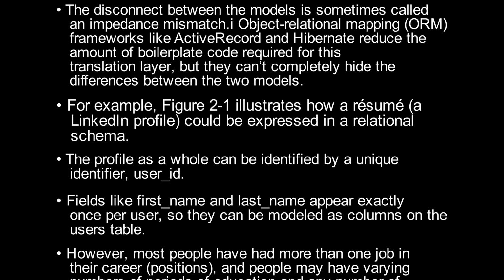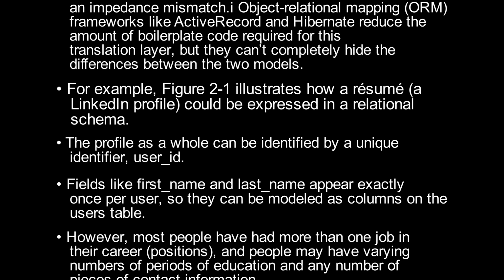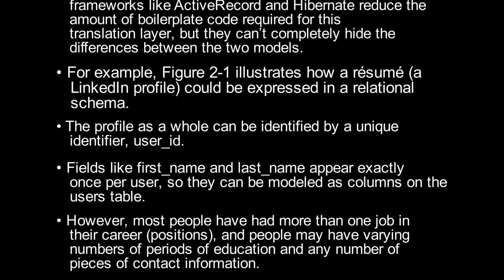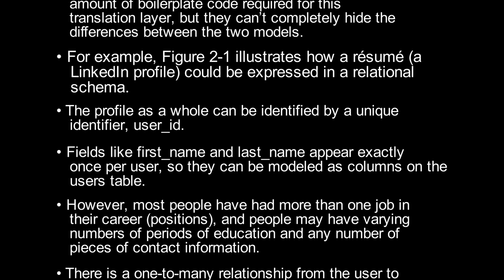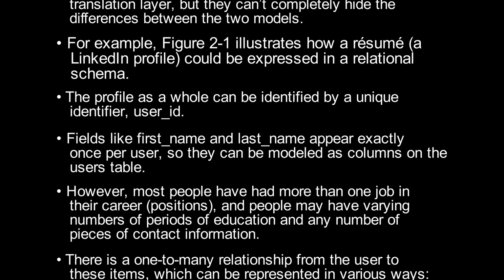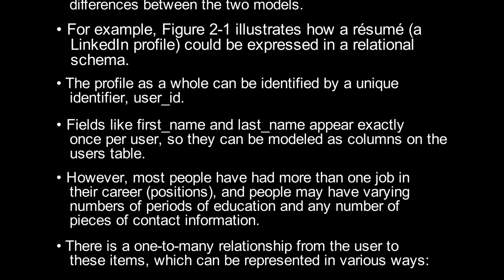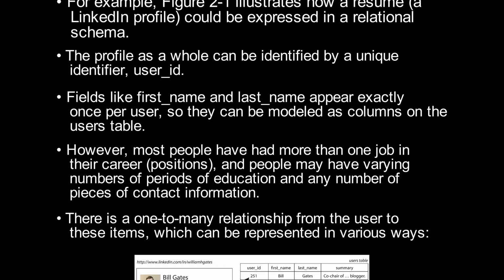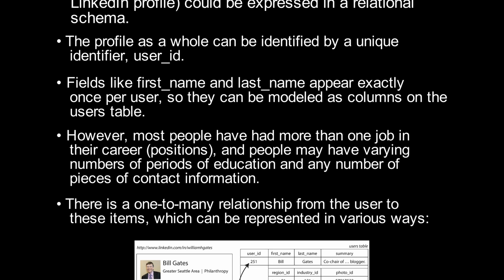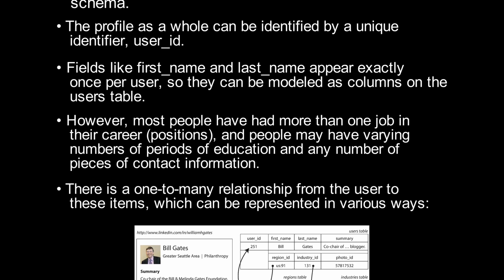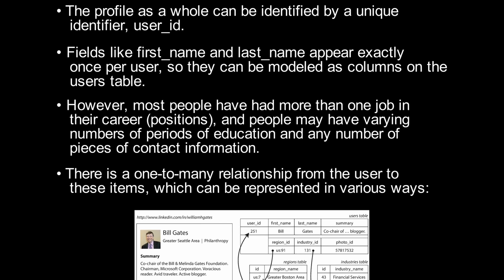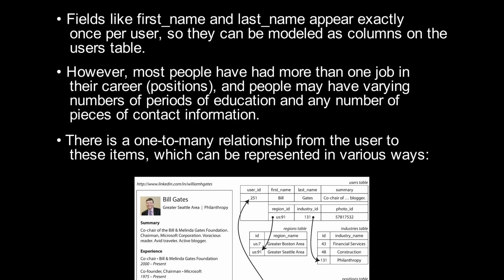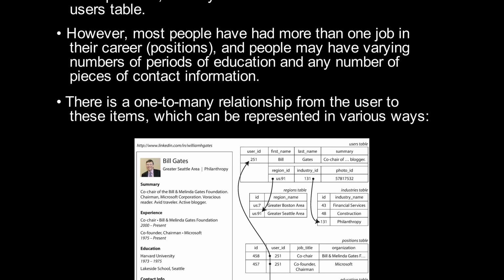Fields like first name and last name appear exactly once per user, so they can be modeled as columns on the user's table. However, most people have had more than one job in their career, positions, and people may have varying numbers of periods of education and any number of pieces of contact information. There is a one-to-many relationship from the user to these items, which can be represented in various ways. Figure 2-1, representing a LinkedIn profile using a relational schema.